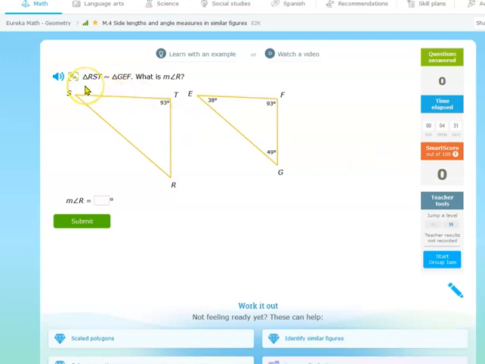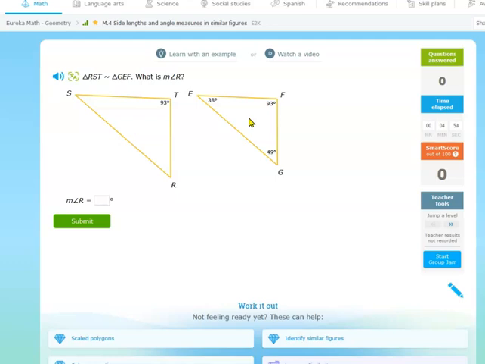It says triangle RST is similar to, that's how we read that squiggle, triangle GEF. So these two triangles right here are similar to one another. And that's really important information. Once we know that we have a pair of polygons that are similar, that means that we can apply any of the rules of similarity.